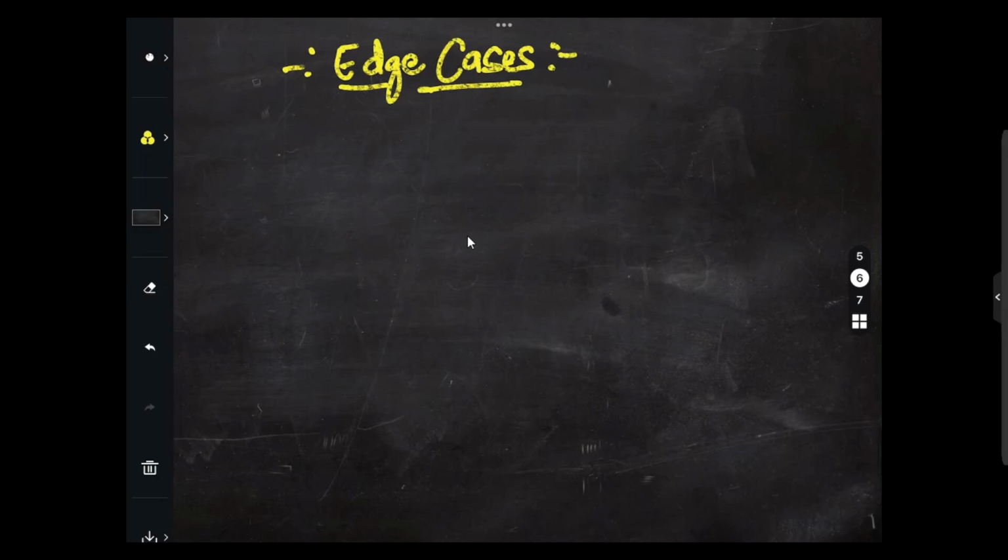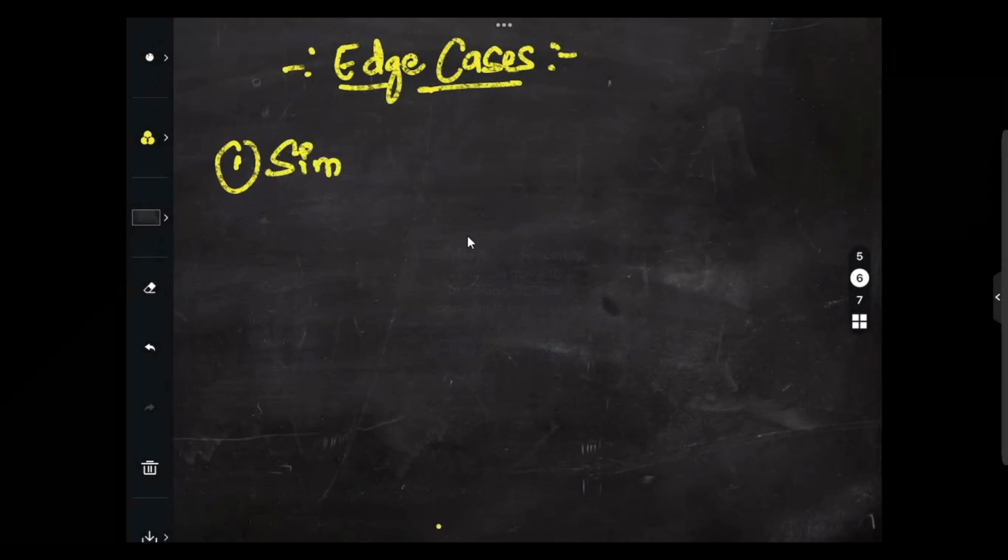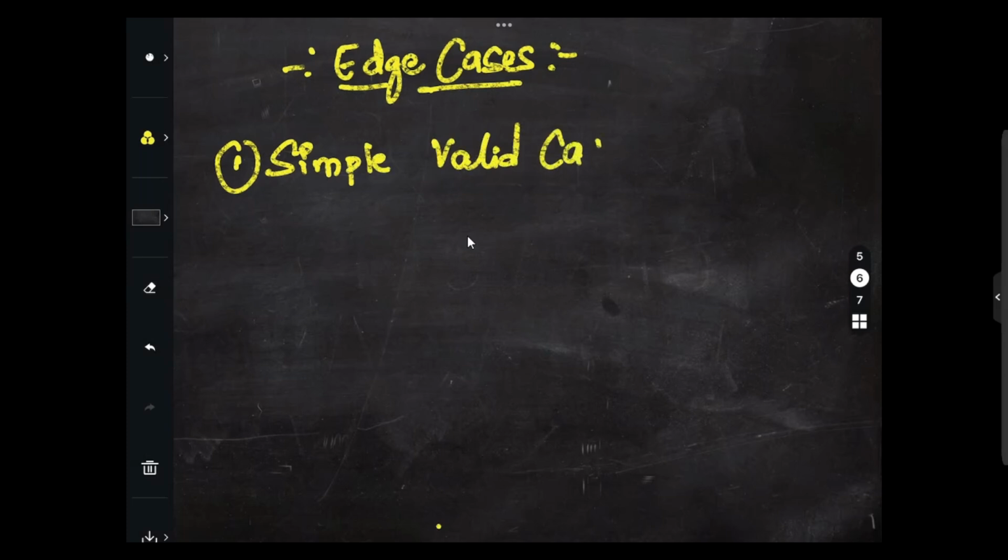That forms a cycle there. So we have to return false in that case. If you consider the example 2, we have to return false, right? So let's discuss the edge cases one by one for this problem. The first edge case that I'll be going with here is this one, simple valid case. So let me give here simple valid case in this case.